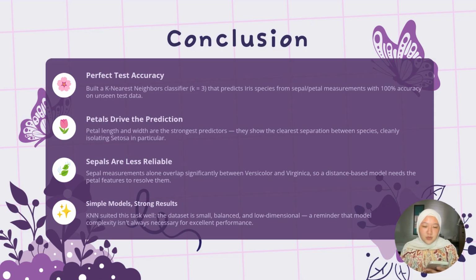That wraps up our project, a machine learning model that reliably predicts iris species using morphometric measurements, with petal dimensions doing most of the heavy lifting.